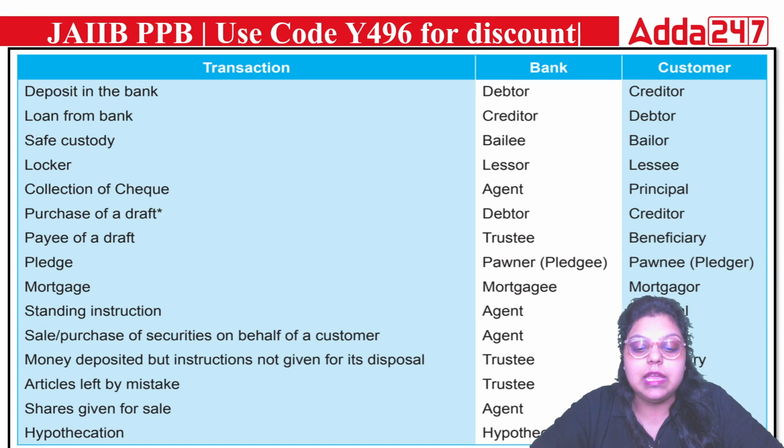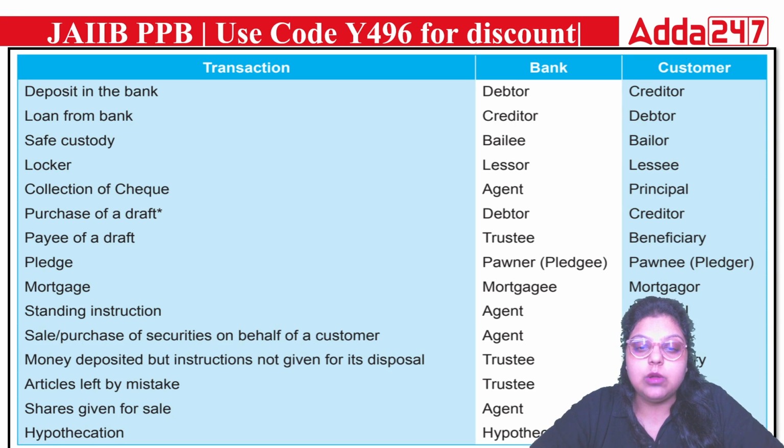Next, in case of any standing instruction that I give to the bank, in that case the bank will be the agent and I will be the principal. This standing instruction can cover your collection of cheques. It can cover any kind of payment, like payment of premium, payment of my bills or payment of my taxes, whatever it is. It can be sale or purchase of securities on my behalf that I am ordering the bank to perform. It can include your shares given for sale. So any order that I give to the bank to perform on my behalf, in that case the bank will be an agent and I will be a principal.